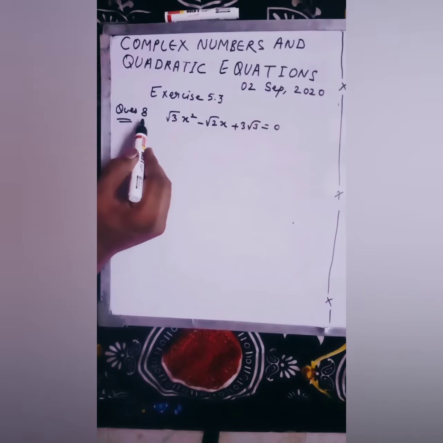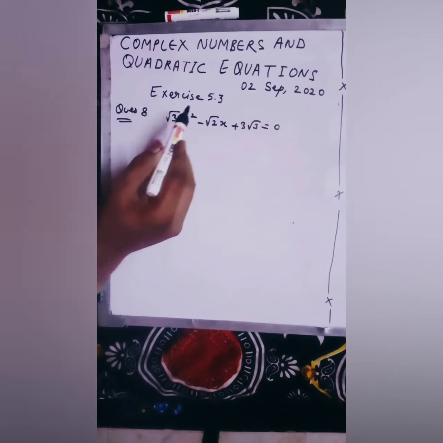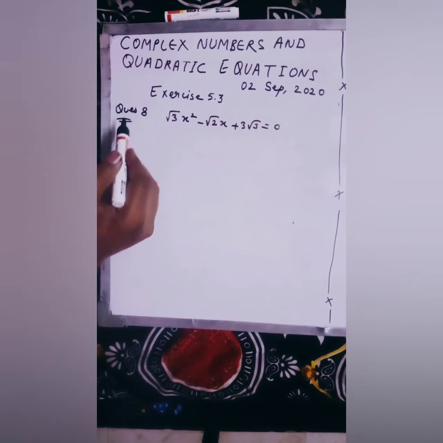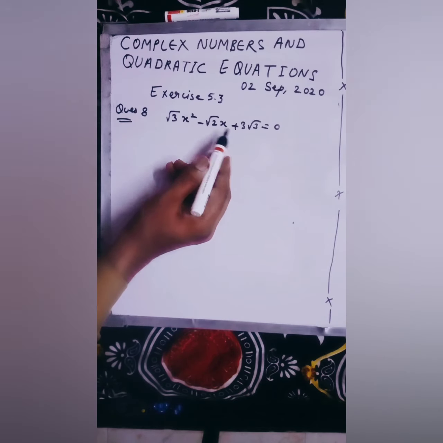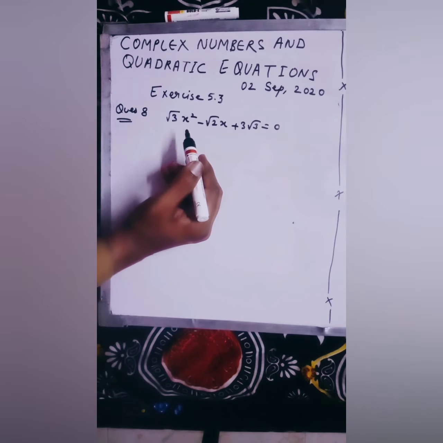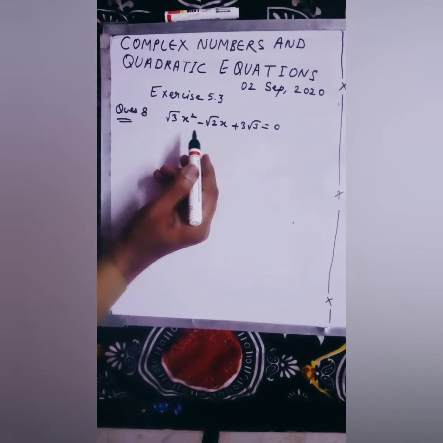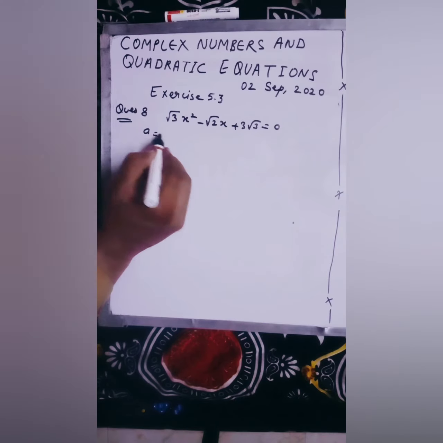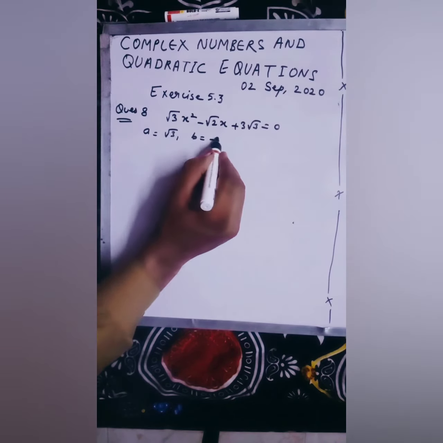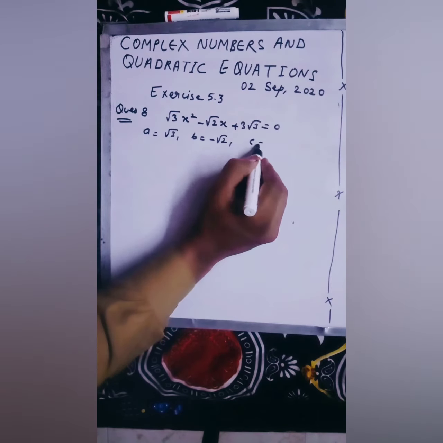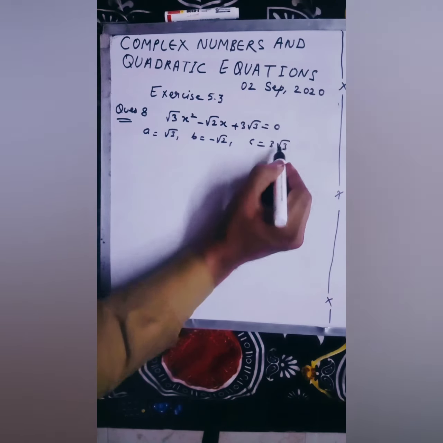Now, here is question number 8 of your exercise 5.3. After solving question number 3, now we are going to solve question number 8. Here the quadratic equation is given to you and you have to find the solution of this equation. Here your a is root 3, your b is the coefficient of x, that is minus root 2, and your c is 3 root 3.